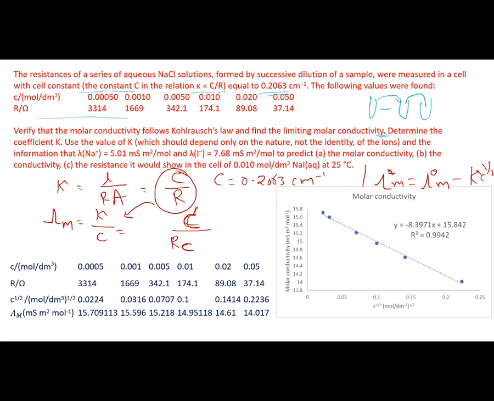Again, I took this data and resistance. I calculated the square root of concentration from the concentration, and I calculated the limiting molar conductivity using this relation, C over RC. So once I know the lambda m and C power half, I plotted them using a linear fit as we did in the previous problems. So the trend line fit gives me an equation y is equal to mx plus c.